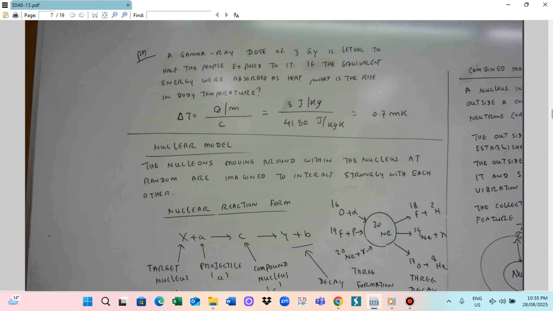In this case, Q per mass is equal to 3 joules per kilogram. So 3 joules per kilogram divided by the specific heat, 4180 joules per kilogram Kelvin. Solving this gives 0.7 milli Kelvin. This means no one can feel any heat, because the temperature only increases by 0.7 milli Kelvin.